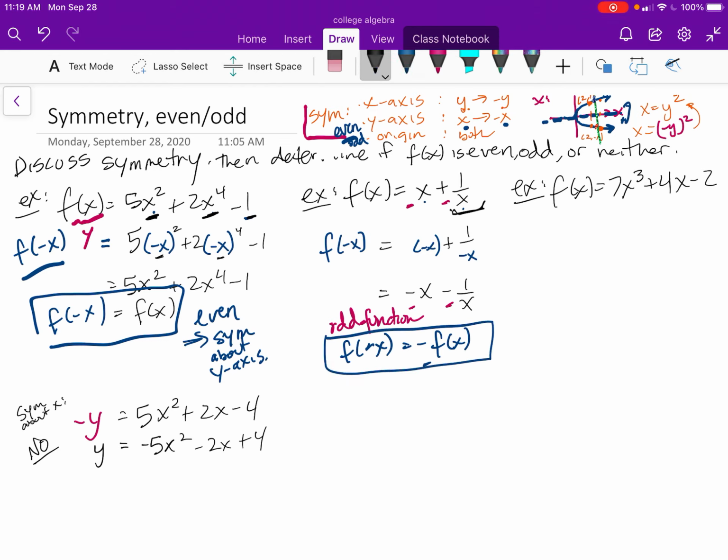Okay. So now if we wanted to test the others, we could for symmetry as well. I know it's symmetric about the origin because it's what we got.